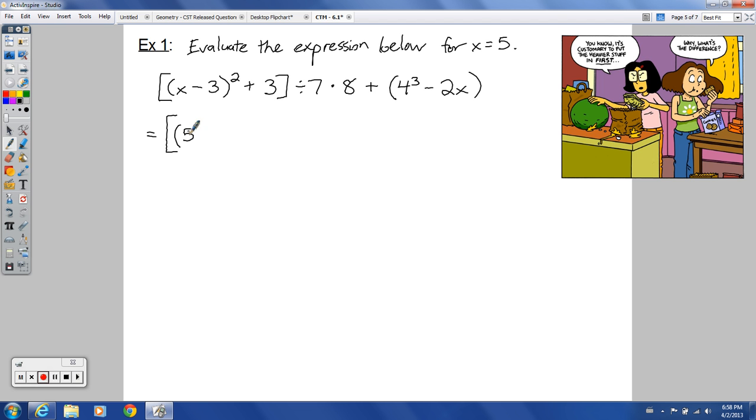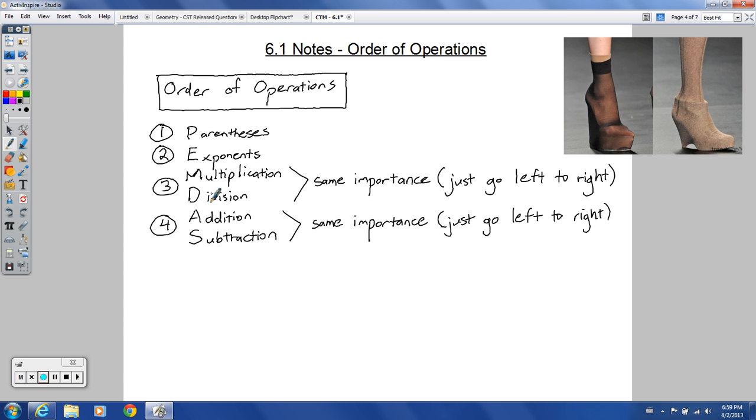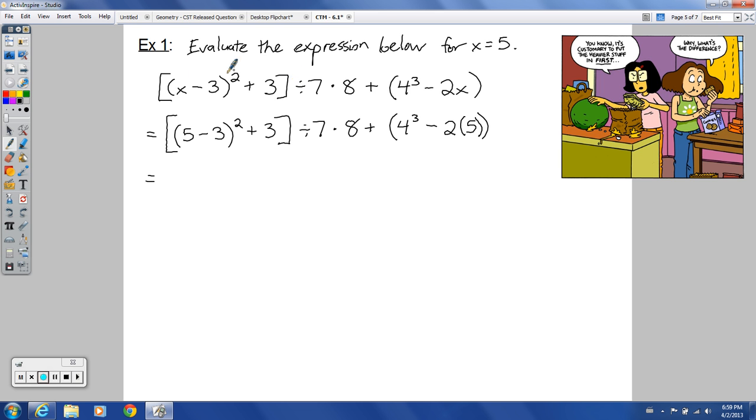We're plugging in x, replacing it with a 5. And that's still 3, this is squared, plus 3 divided by 7 times 8 plus 4 cubed minus, and now 2 times, I'm going to plug this in with parentheses because I want to make sure I multiply these two numbers together. Okay, so now we follow our order of operations. So are there any parentheses first? Yes, there are. So we should try to simplify within the innermost parentheses first. So I should simplify here. I've got two sets of parentheses, this outside one and this inside one. I want to simplify this before simplifying this one.